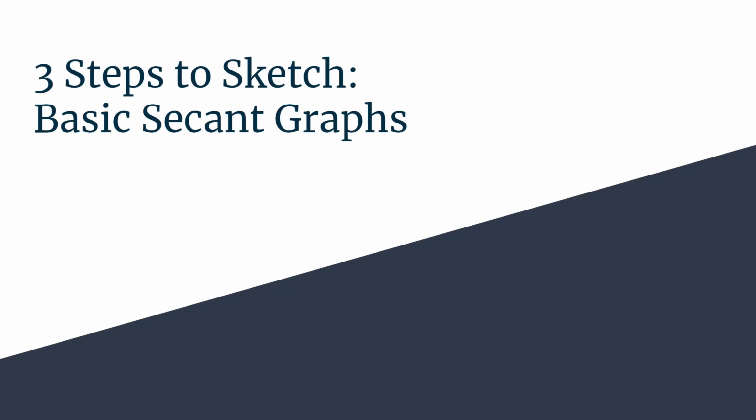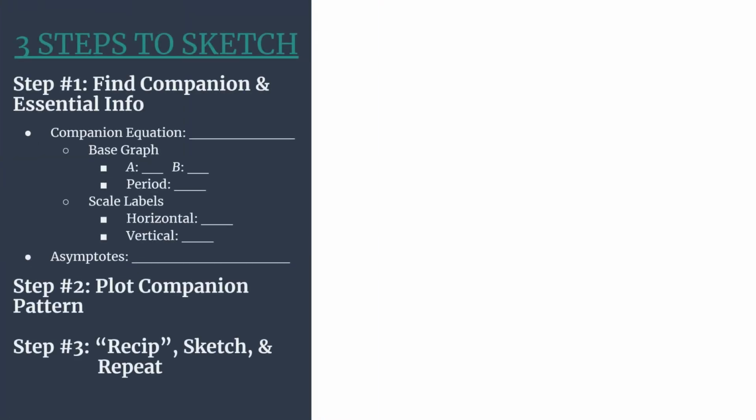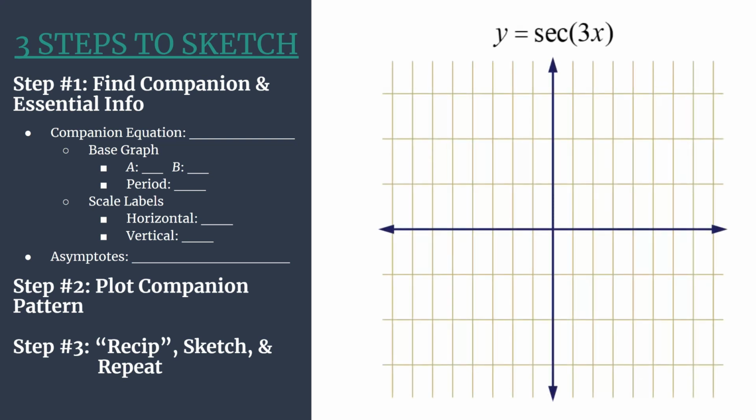In this video, we're going to graph a basic unshifted secant graph, y equals secant of 3x. So here's our template for an unshifted secant graph, and here's our grid. Looking at our equation, first notice that it is in that basic secant graph form, y equals a secant bx. We don't have any shifting going on here, horizontal or vertical. So we're going to use this more basic template.